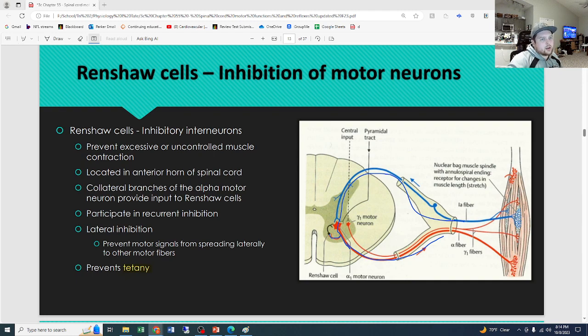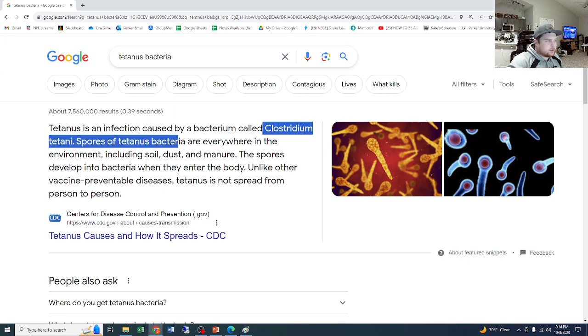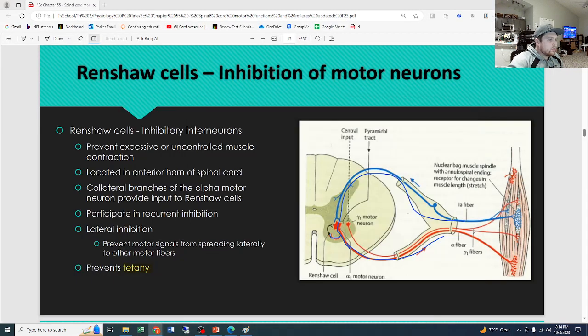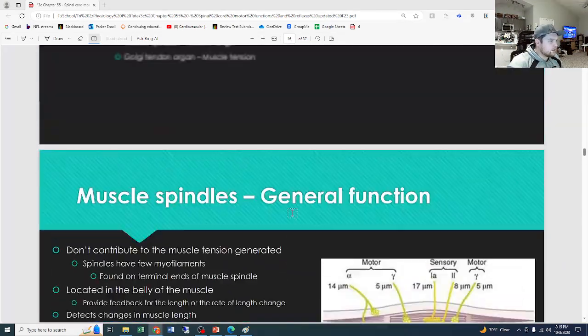Called the Clostridium tetani. What that bacteria actually does is prevent the inhibition of these muscle fibers, and tetany is actually literally... let's see if he goes into it at all.